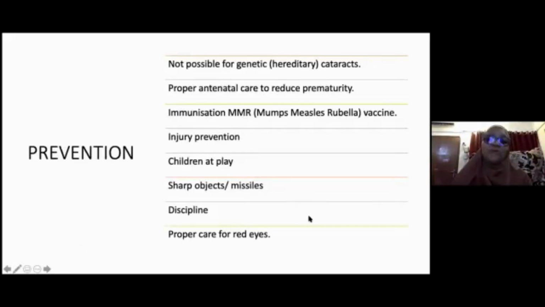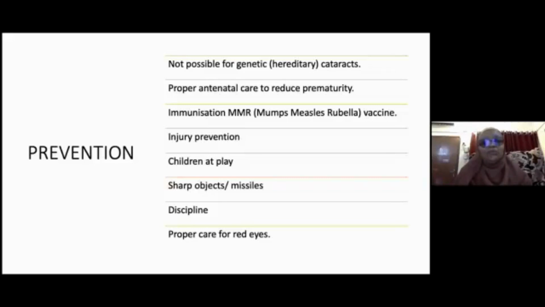And so we should talk about prevention. Sometimes it's just not possible to prevent. If you have a genetically determined cataract that is inherited, there's nothing you can do. It's going to happen. And so in that sense, that particular one is not preventable. So early treatment is what would apply here. Proper antenatal care is important to reduce prematurity. When we talked about causes of cataracts, we said that premature babies are prone to many problems as a result of their prematurity that might end up contributing to cataract. So good antenatal care, good delivery services, and even optimal care where you do have prematurity can help to alleviate this particular problem.